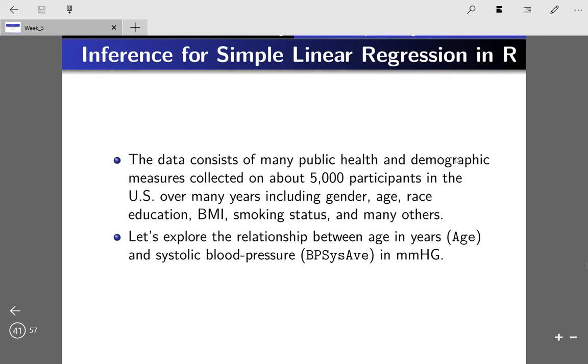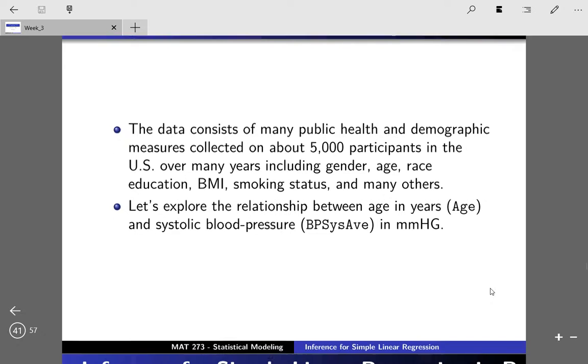So in this example, we're going to look at the relationship between people's age in years and their measured systolic blood pressure, measured in millimeters of mercury, Hg. So this is cool. This is actually real world data measured on people.